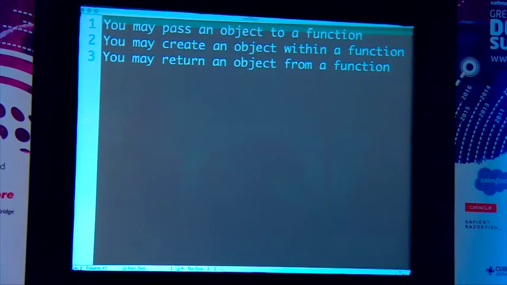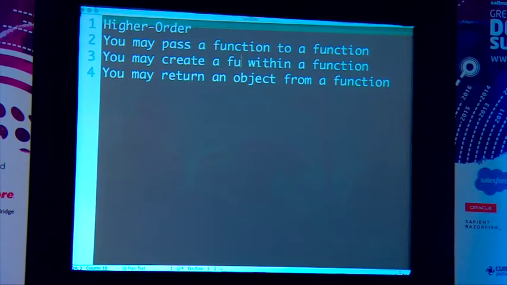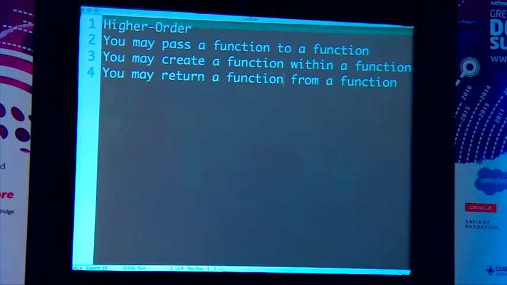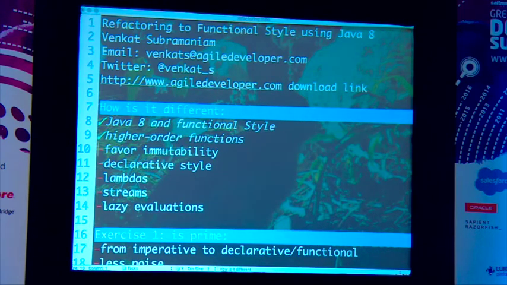Well, when it comes to higher order functions, you may pass a function to a function. You may create a function within a function. You may return a function from a function. So in other words, you're used to passing around objects to functions. Now you can pass functions around to functions. So this is a capability that you have with the so-called higher order functions.